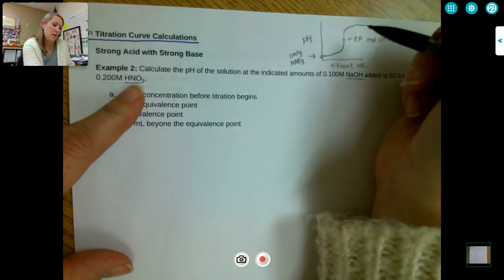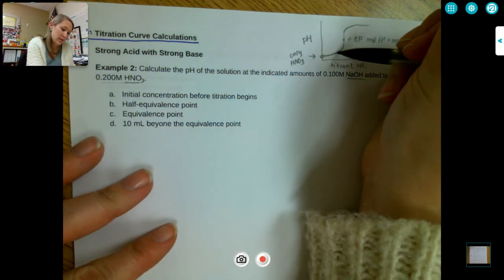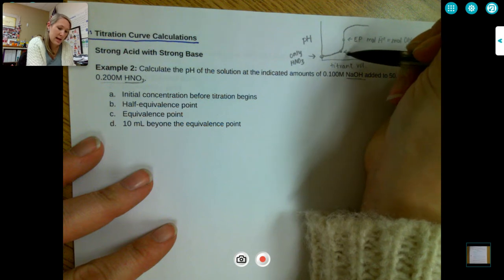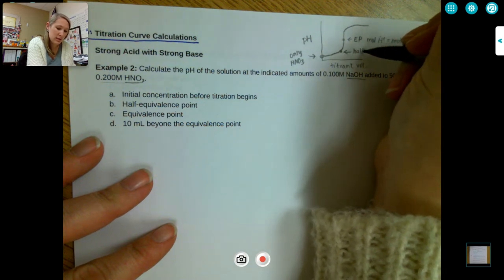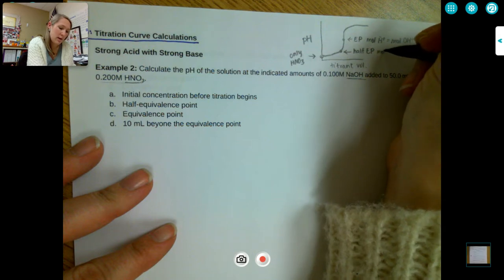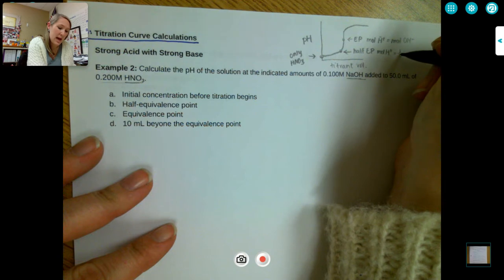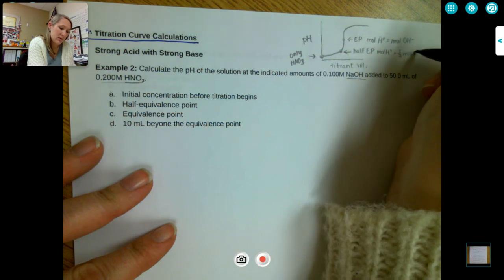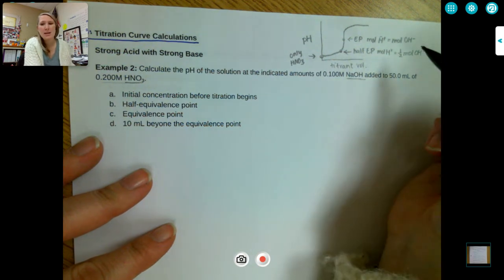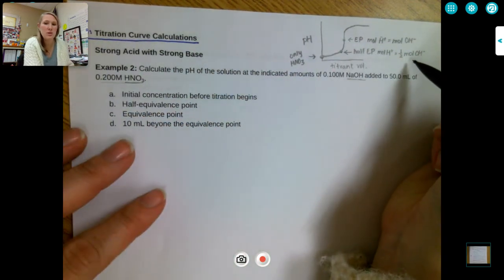And then we could also look at something called the half equivalence point, which is somewhere in this region. And at the half equivalence point, if I know my moles of hydrogen, they're going to be equal to twice the moles of hydroxide. So I'm halfway to canceling out my moles of hydrogen with hydroxide in this situation.